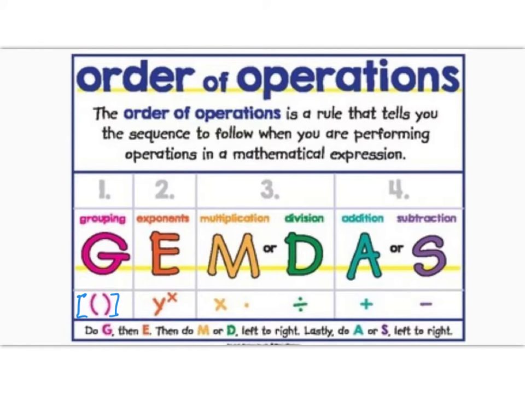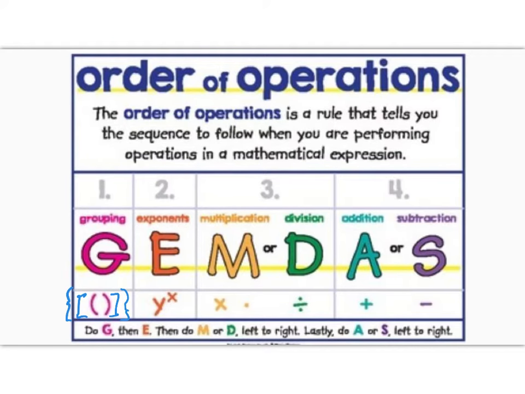Okay, so what I want to show you here is the G. You're used to PEMDAS, but the G stands for grouping. So you have parentheses, and above that you will get brackets, and on top of that you might see braces. So start from the inside and work your way outside. The parentheses go first, and then exponents.